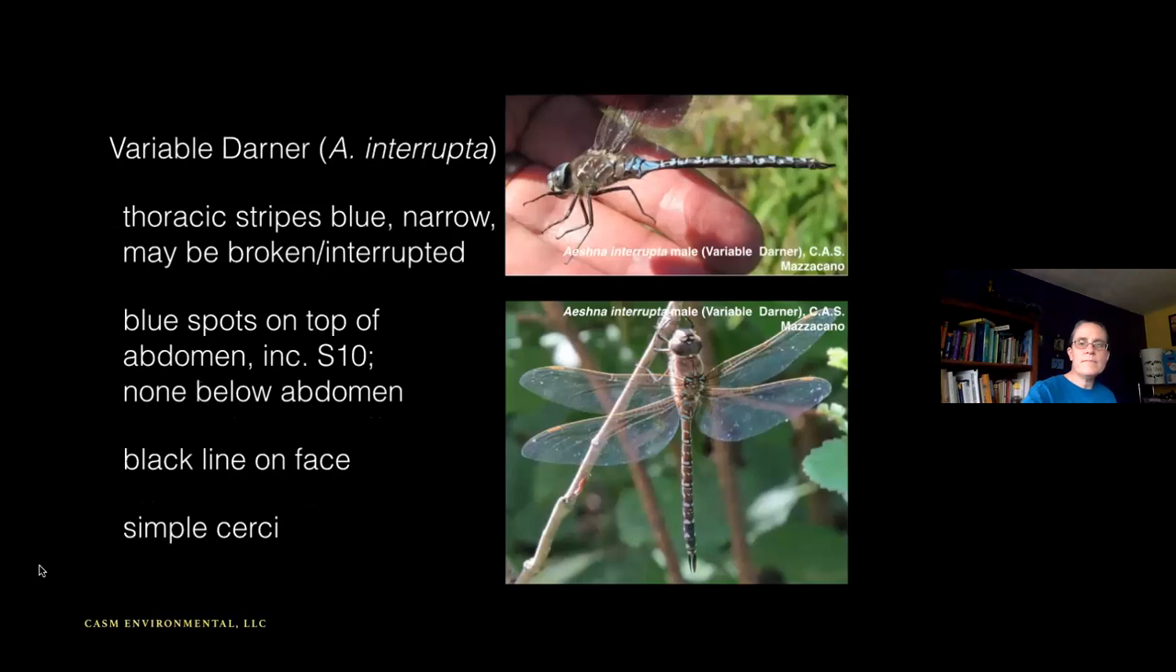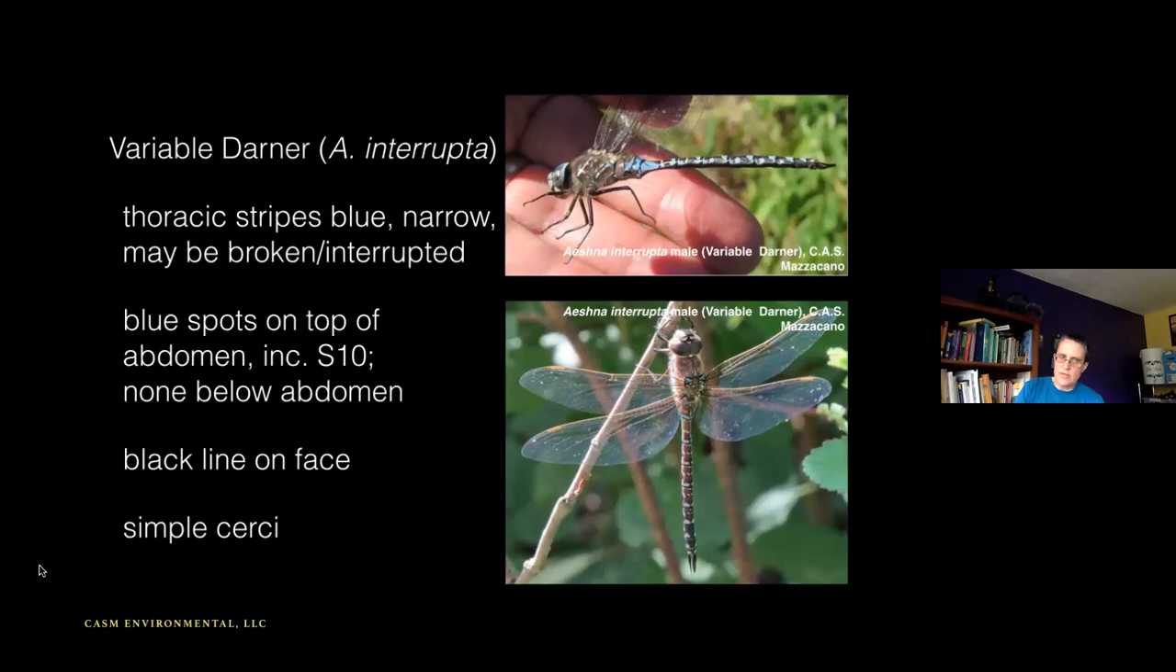Variable darner is named because the stripes on the sides of its thorax can vary in whether they are continuous or whether they're kind of dotted or broken up. The ones that I have seen more often have had that very broken, interrupted striping. But even if they are fully present from one end to the other, they're very narrow. They tend to be a pretty sky blue. And like the paddle-tailed darner, there are blue spots on top of the abdomen, including S10, and none below the abdomen.